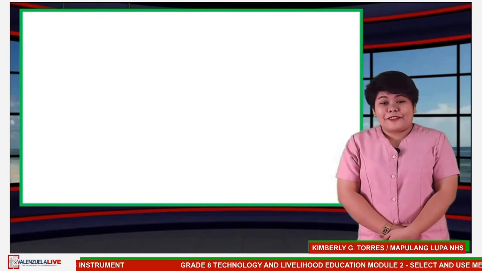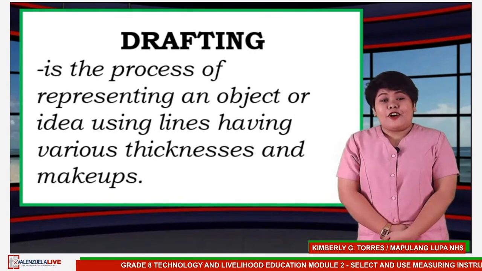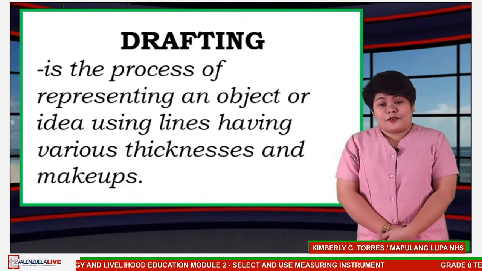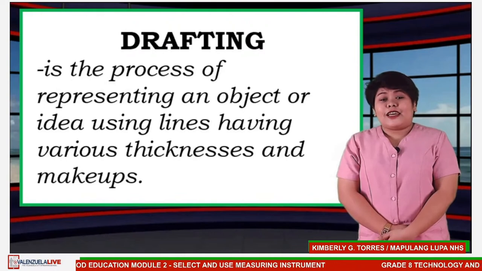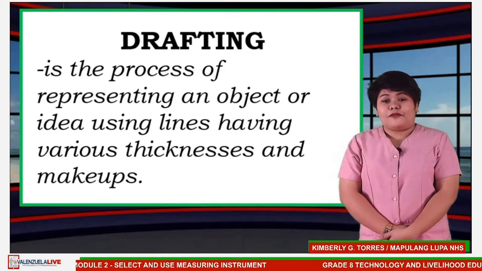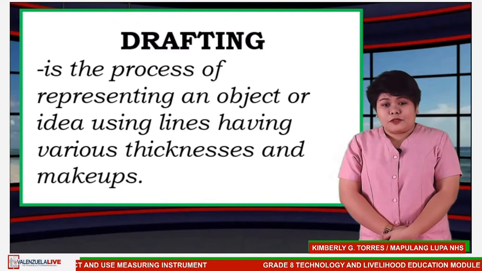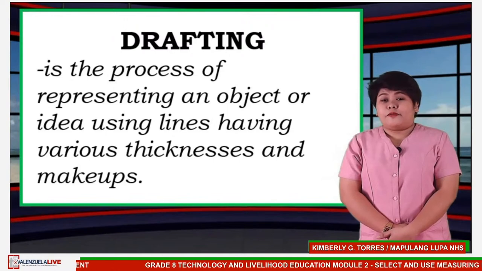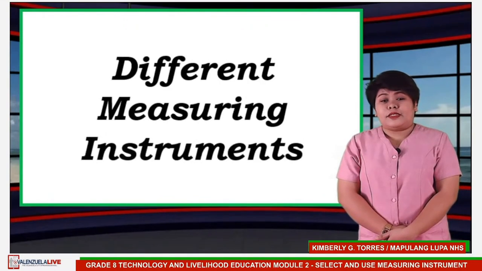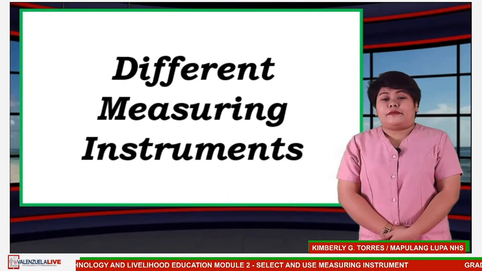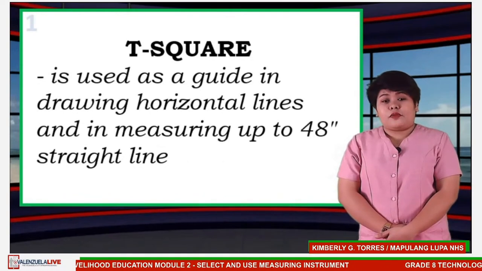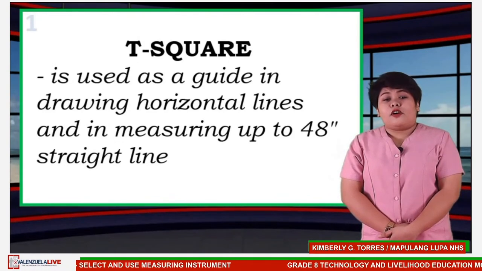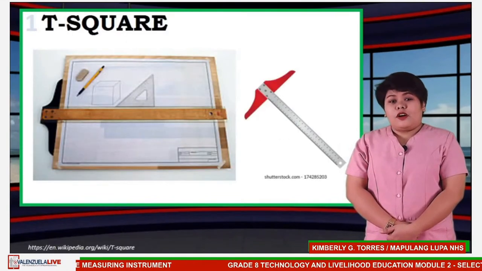Let's begin. Drafting is the process of representing an object or idea using lines having various thicknesses and makeups. Technical drawings, graphic images, and sketches can be created using a variety of instruments ranging from traditional tools such as pencils, compasses, rulers, and a variety of triangles, as well as by computer. Here are different measuring instruments that we use in mechanical drafting. T-square. It is a technical drawing instrument used by draftsmen primarily as a guide for drawing horizontal lines on a drafting table. Here is the picture of a T-square.